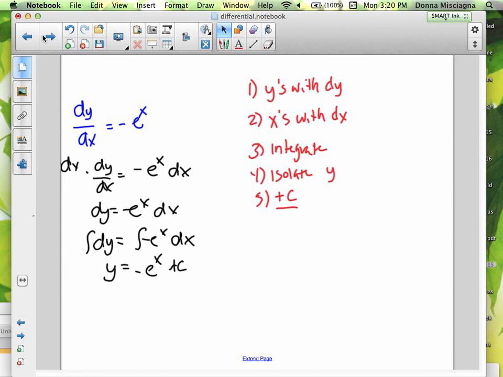Yeah, there is. It's e to the x. Now sometimes these will look different, right? If I just took the derivative here, I'd get dy equals negative e to the x plus c. I wouldn't have the dx in there, right? But this equation here does satisfy that one.